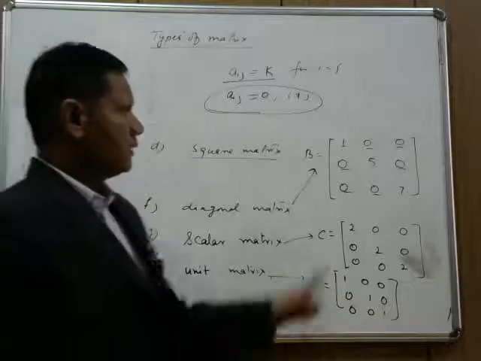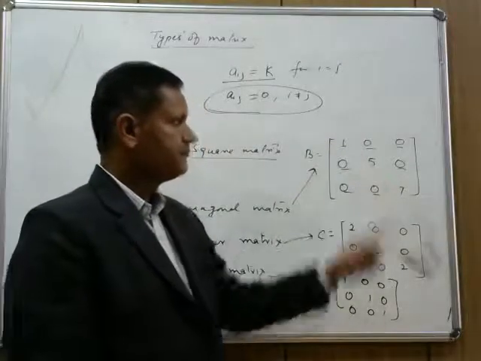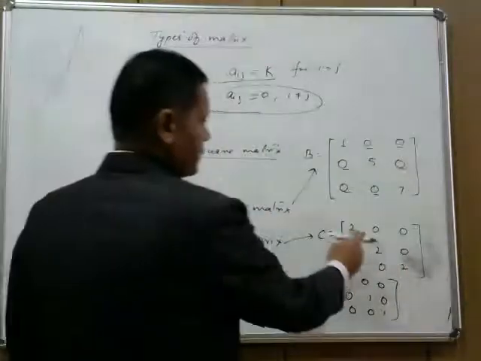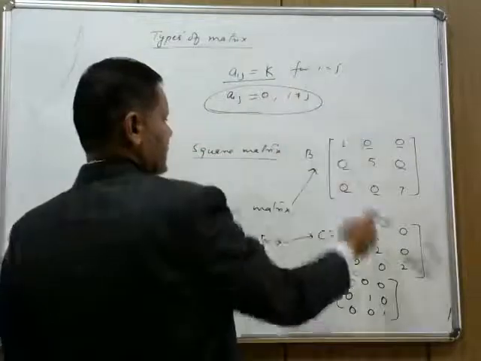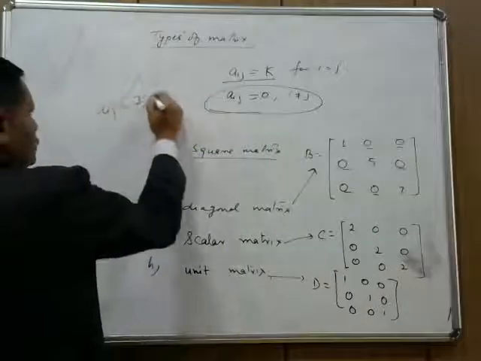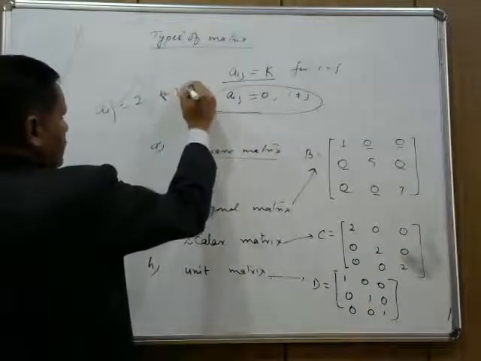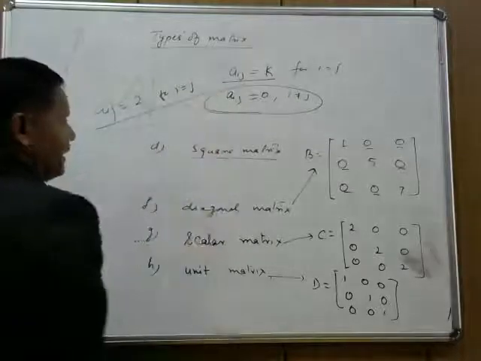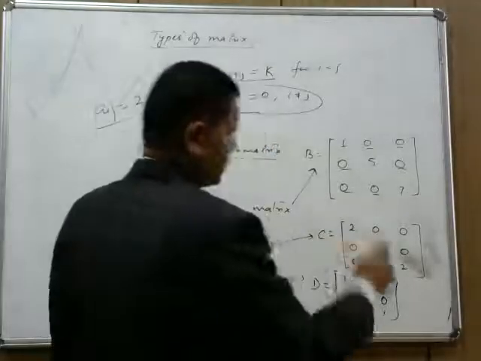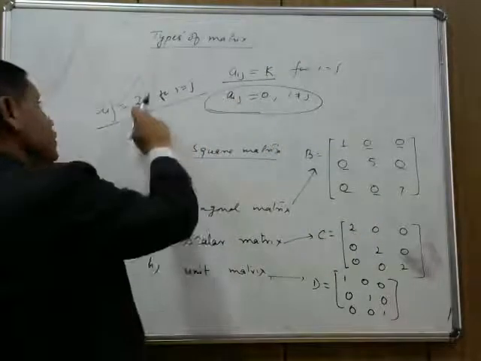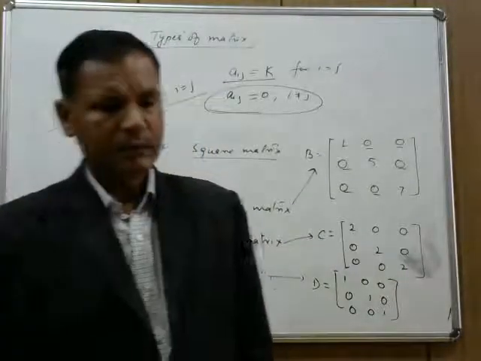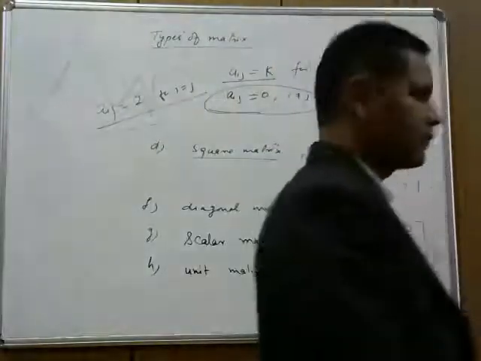When the diagonal elements are equal to any particular number, suppose I write aij equal to 2 where i equal to j, and the rest aij equal to 0 for i not equal to j, then it becomes a scalar matrix. And when aij is equal to 1 only, then it becomes a unit matrix. That was simply the introduction of the types of matrix.